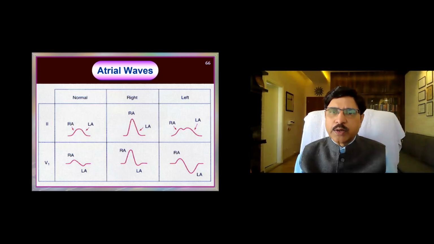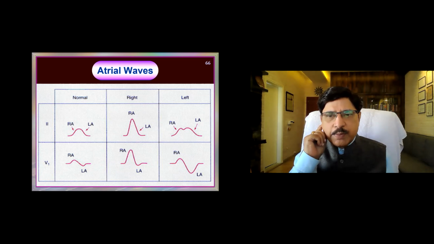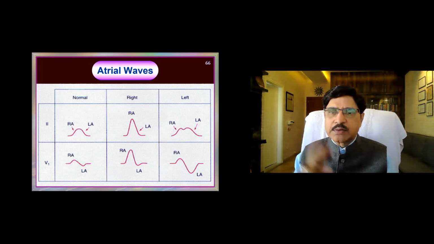Now, where do I look at the P waves? P waves are not always seen in all the leads. P waves are best seen where the atria are represented. Atria are represented mostly in L2 and V1. So if I want to examine the P wave, I have to concentrate on only two leads, the L2 lead and the V1 lead.